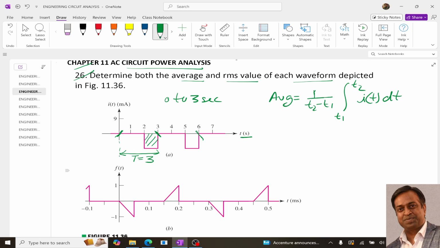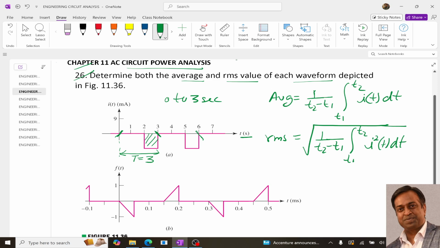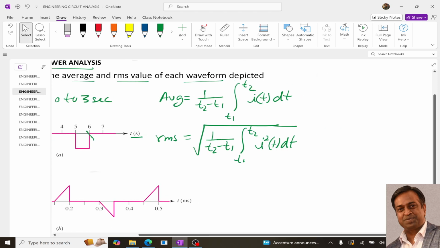And the formula to calculate the RMS value is the square root of the mean, that is, 1 upon T2 minus T1, then the integration from T1 to T2 of i squared dt, right? So these are the general formulas.